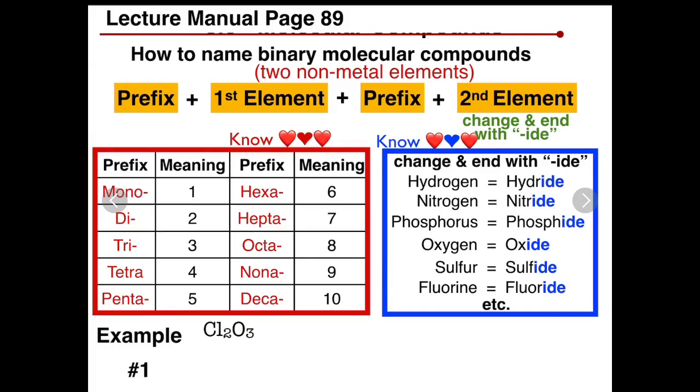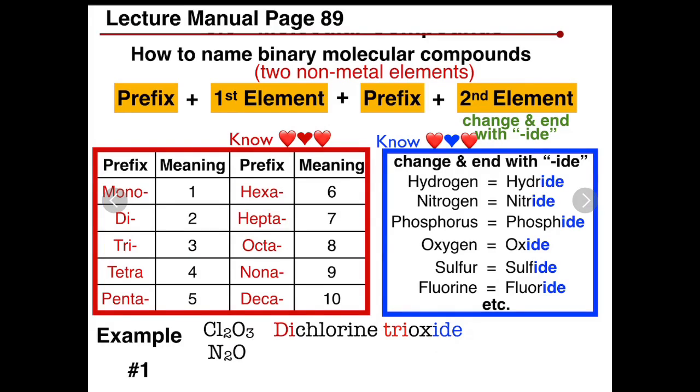Okay, now let's take a look at an example. In this case, we are going to specify the prefix of the first element, right? So this is chlorine. There are two of them. So 2 would be di. Okay, so that's going to be the prefix. Di, the first element would be named as it is written on the periodic table. So it's going to be dichlorine. Okay, the only thing that's changing is going to be the second element. In this case, oxygen contains 3, right? So it would be tri, and then you're going to end oxygen with oxide.